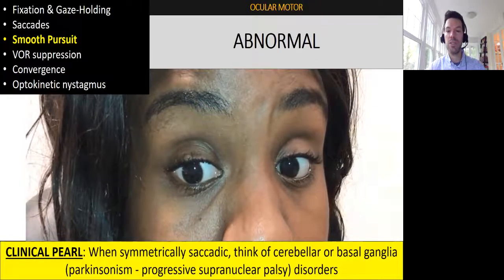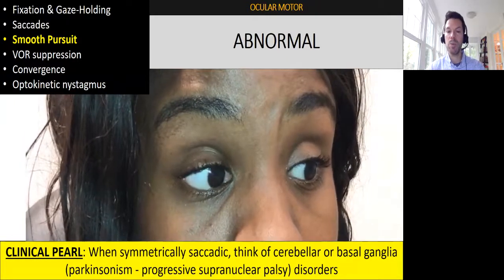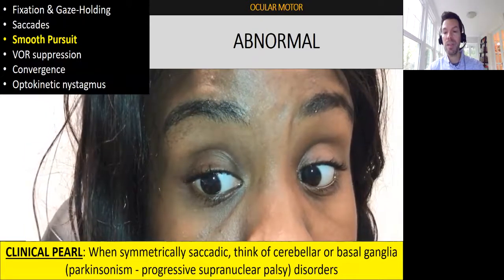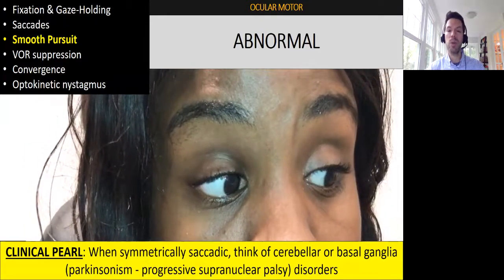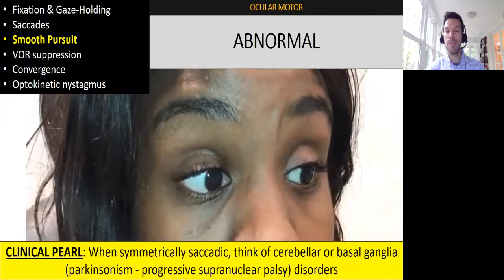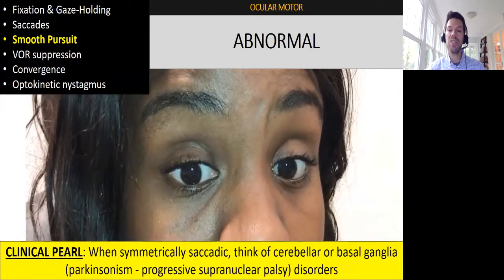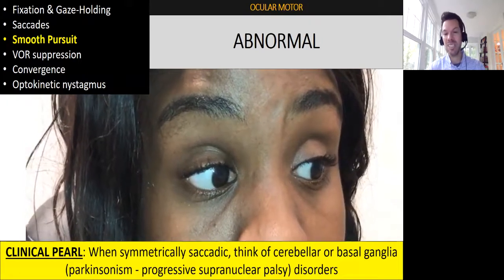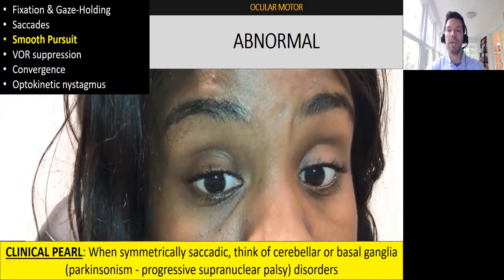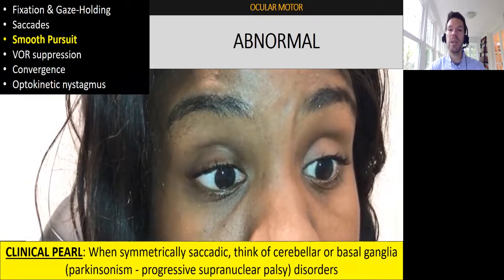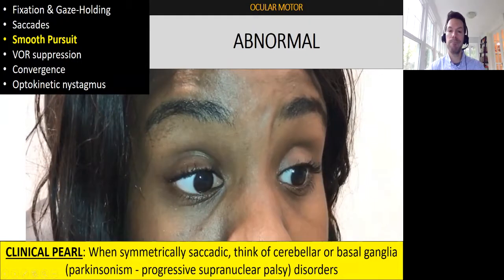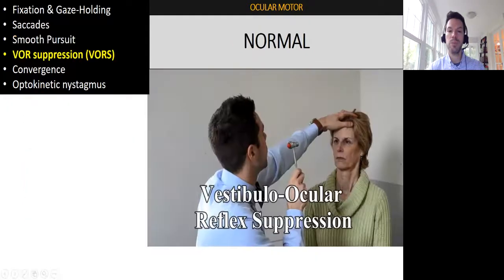When it's symmetrically saccadic, think about a cerebellar problem. In this case, she had a cerebellar degeneration. Or think about basal ganglia disorders like progressive supranuclear palsy. In PSP, the pursuit tends to be very saccadic. In Parkinson's disease, for instance, it's usually just a little saccadic, not that bad. But PSP, MSA, things like that, you're going to see symmetrically abnormal pursuit.